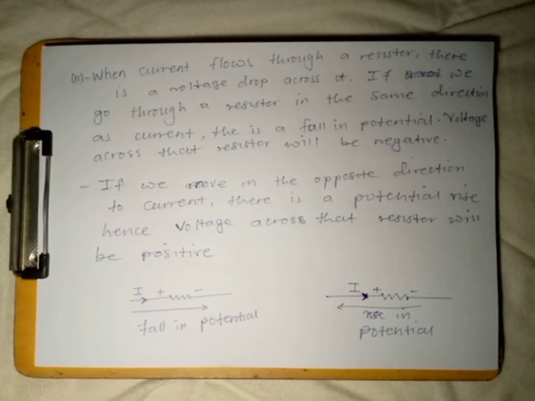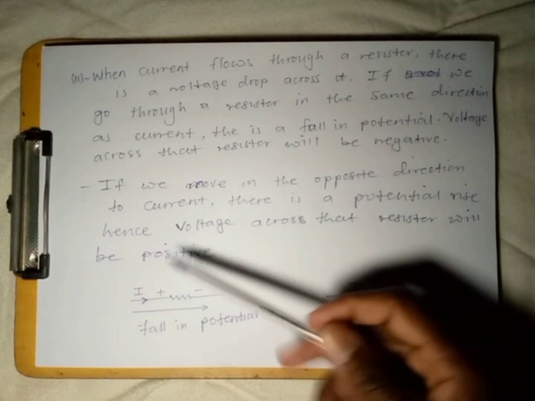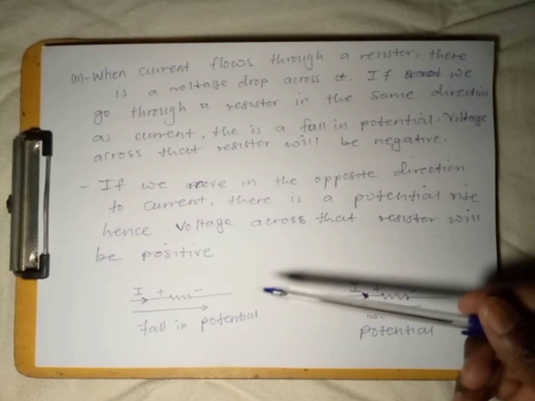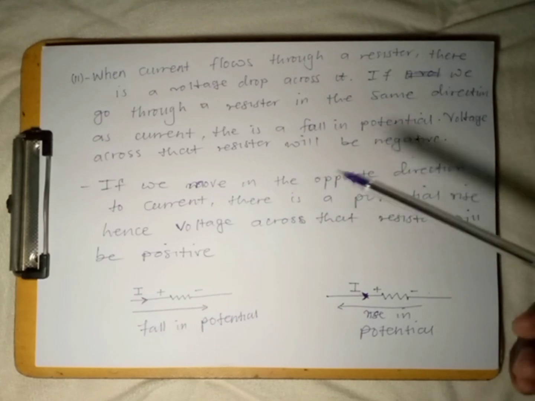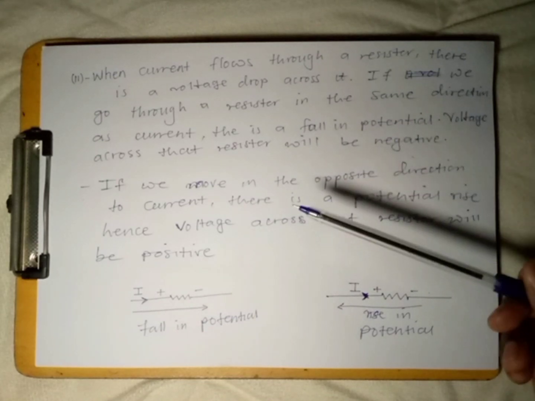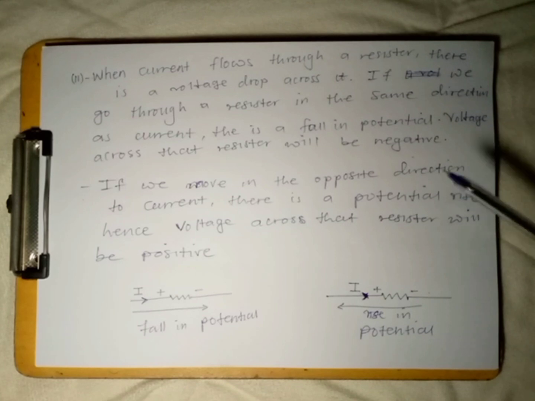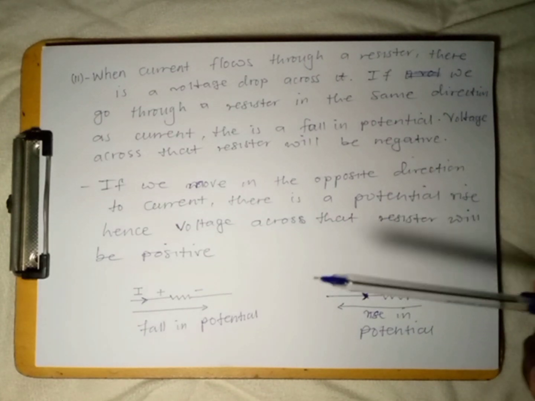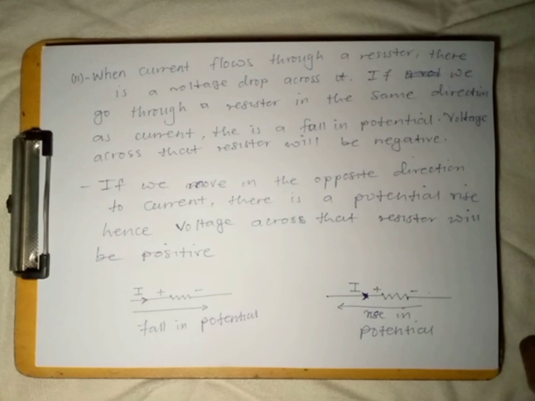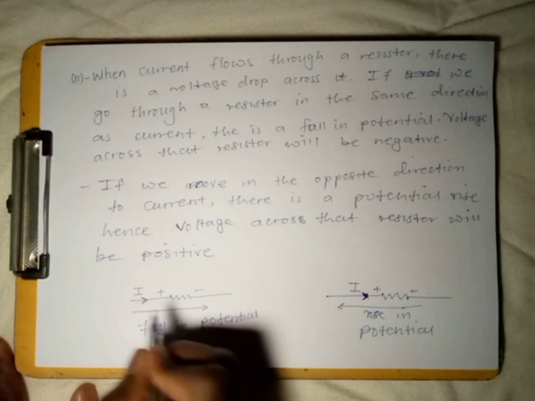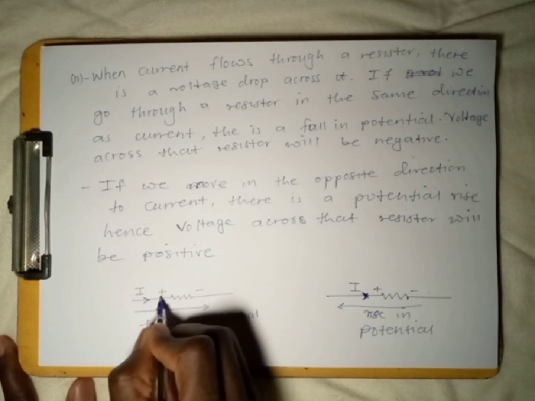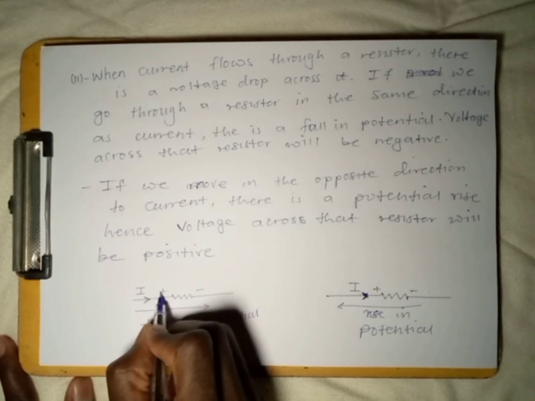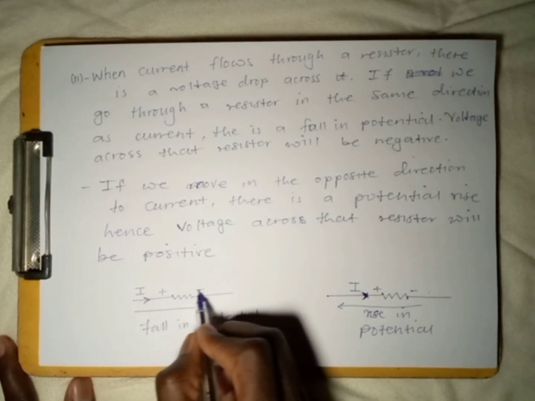Okay, and the second condition says when current flows through a resistor, there is a voltage drop across that resistor. The condition behind that is if you go through a resistor in the same direction as current, there is a fall in potential, meaning that the voltage across that same resistor has to be negative. What's the meaning of that? If you check properly, we know that if current is moving in that direction, the first terminal of the resistor to be encountered has to be the positive terminal, like the way I've indicated it here. The negative terminal is going to be at the end.